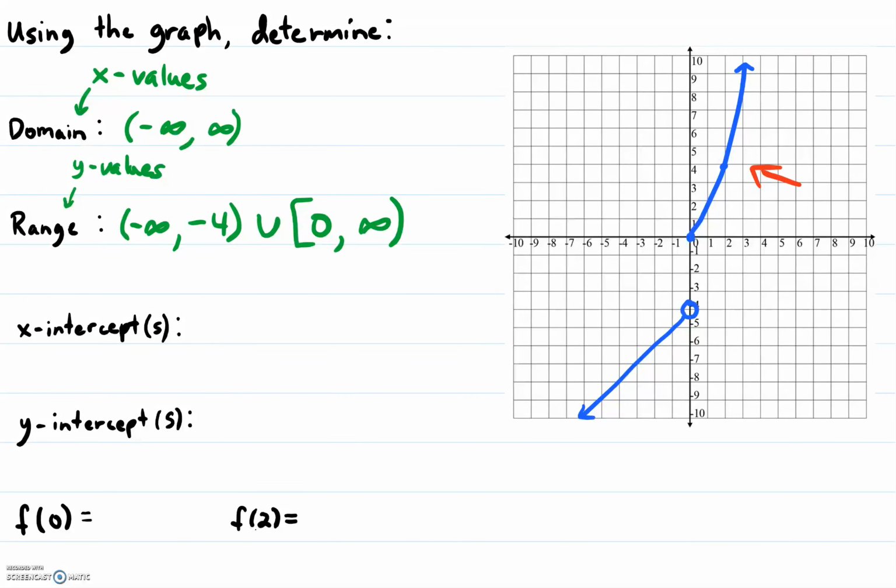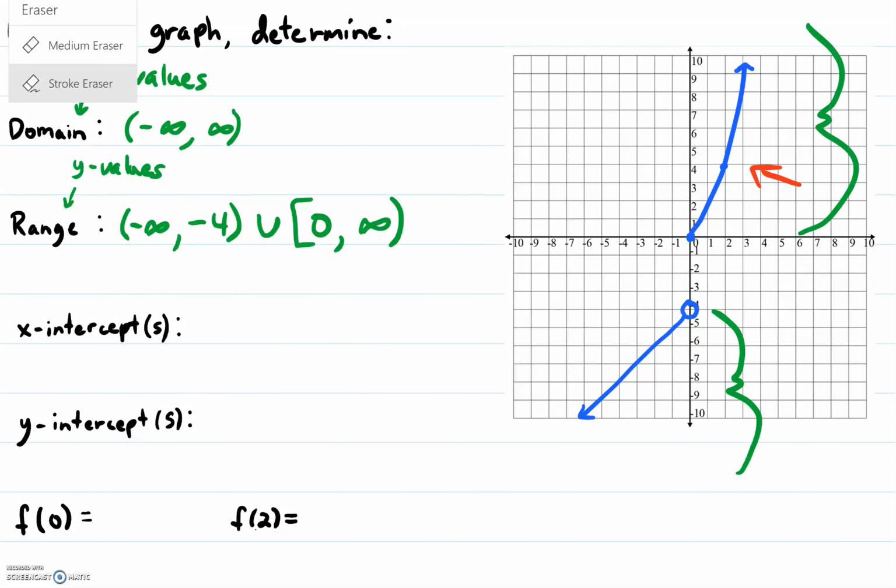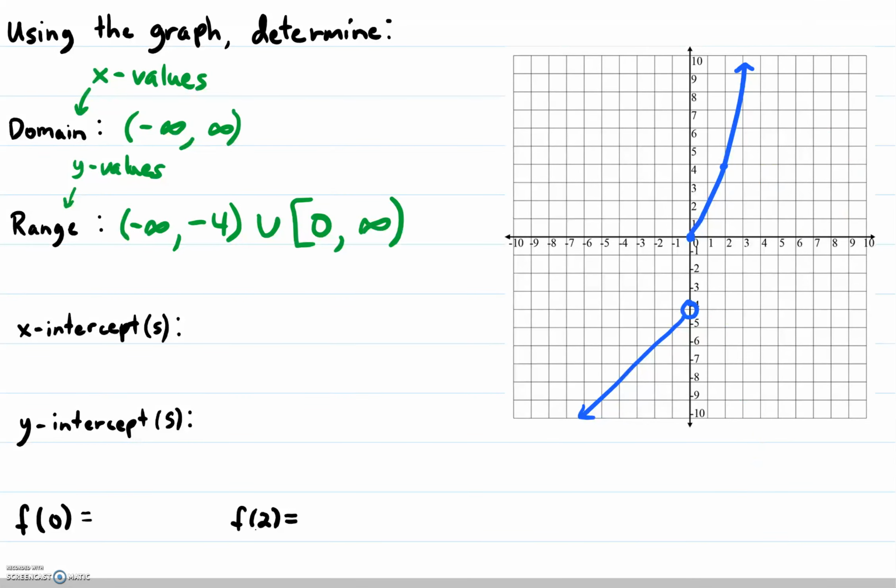So our range for this function is negative infinity all the way to -4, and that would be visible right there. And then we're going to pick up at 0, and we're going to continue toward positive infinity, and that's where that upper section is where we're getting that from.